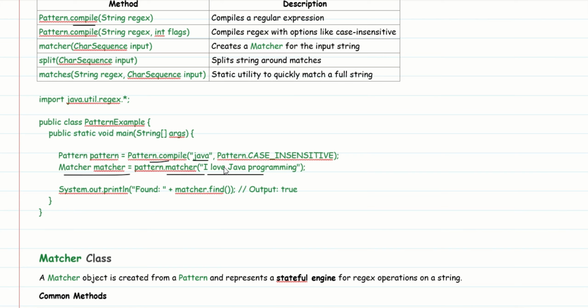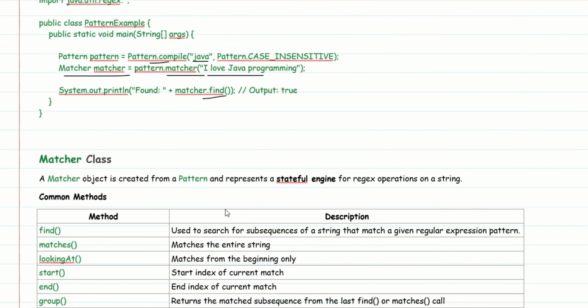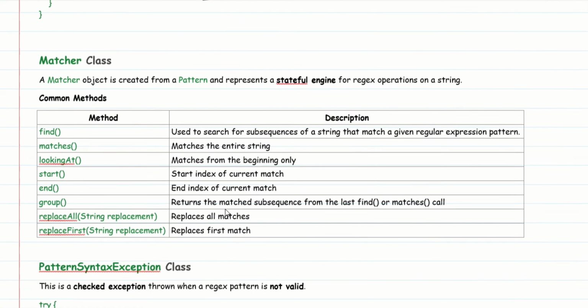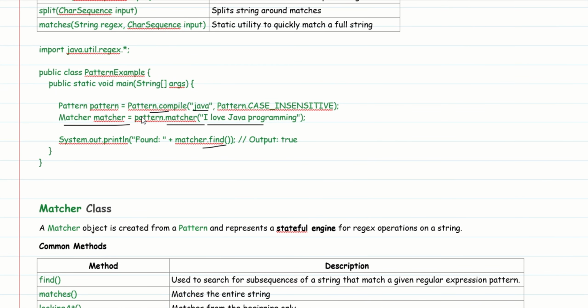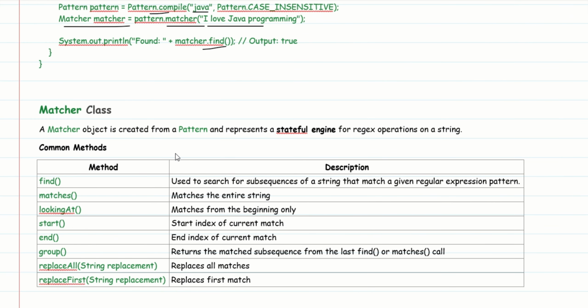Here we have Java, so it will say it's matched. Only if you go with the find method, we'll see other matcher methods later. So again, the Matcher class is an object created from the pattern itself, like we have seen here. First we have to create the Pattern object, and using it with the matcher method, we can create a Matcher object, which is a stateful engine for regex operations on strings.